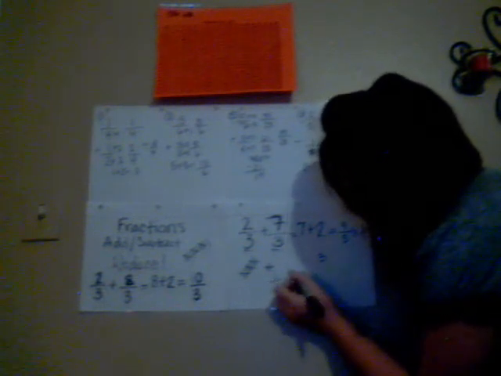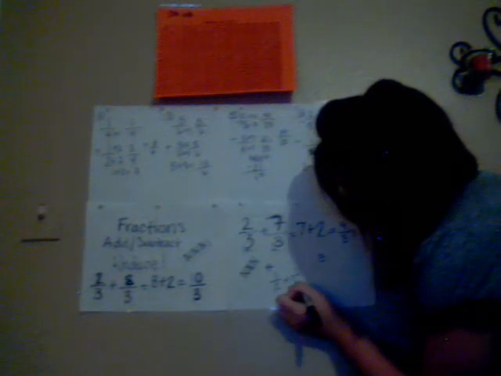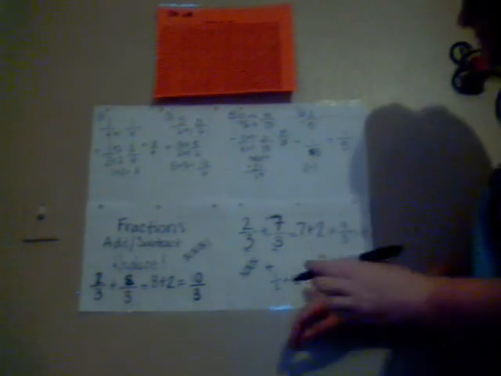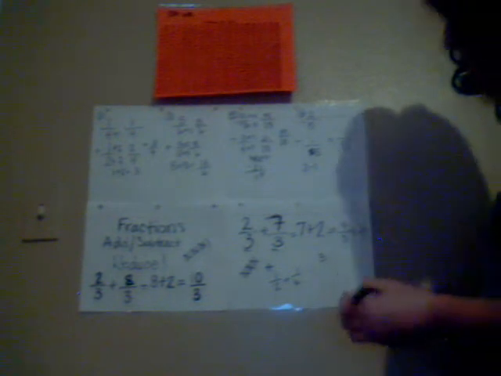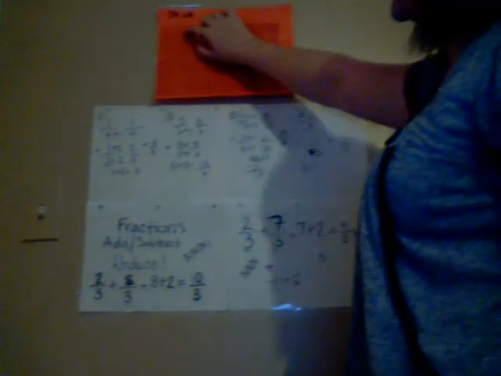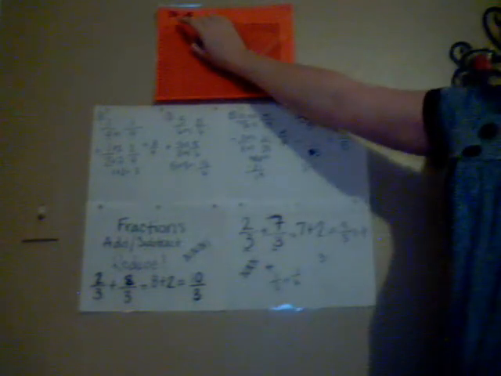1/2 plus 1/6. Okay, now we have to get a common denominator. So 2 will go into 6 how many times? 1, 2, 3. So we times it by 3.